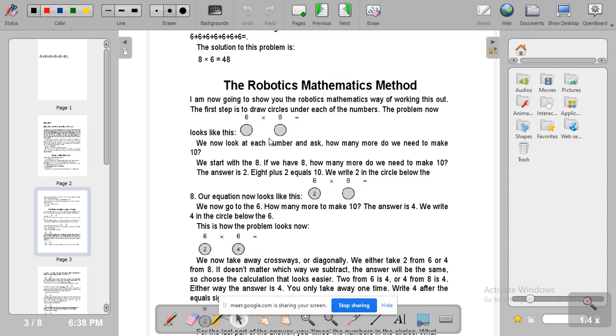Then we ask ourselves, how many more do we need to add to 8 to get to 10? Then you put that one in there. How many more do I need to add to 6 to get to 10? You put that one in a box. We've done that to get to this point, where we have 2 plus this will give us 10, 4 plus this will also give us 10.